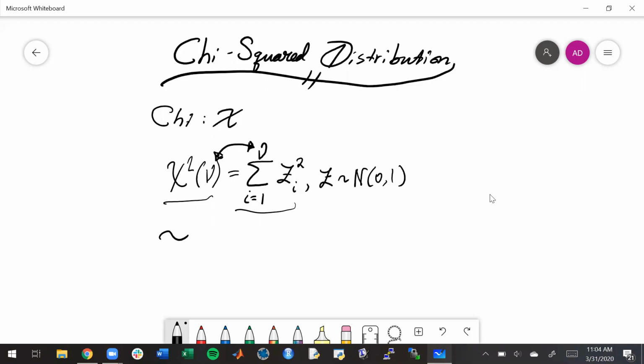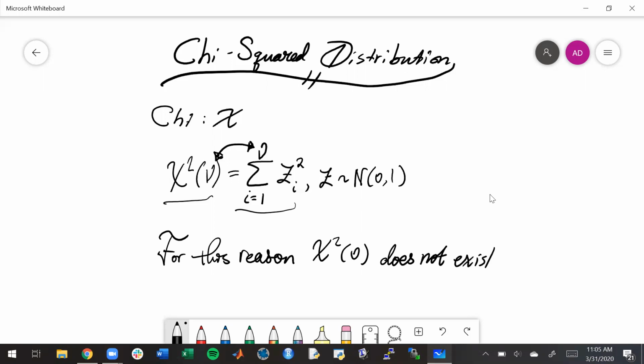And for this reason, a chi-squared of 0 degrees of freedom does not exist. Because that's saying you have a summation of nothing. So if you have a summation of nothing, then literally nothing exists. So you can never end up with 0 degrees of freedom. Degrees of freedom being abbreviated DF.